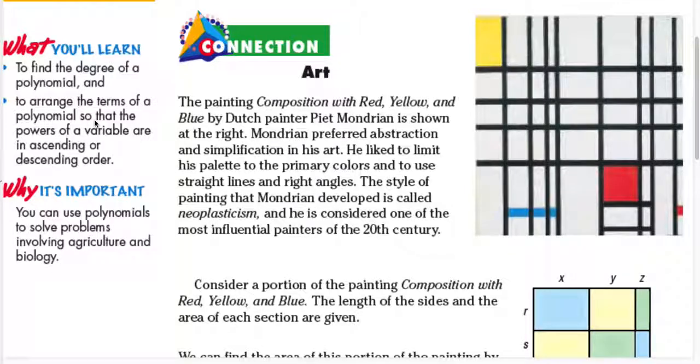The painting Composition with Red, Yellow, and Blue by Dutch painter P.A. Mondrian is shown at the right. Mondrian preferred abstraction and simplification in his art. He liked to limit his palette to the primary colors and use straight lines and right angles. The style of the painting that he developed is called neoplasticism, and he is considered one of the most influential painters of the 20th century.